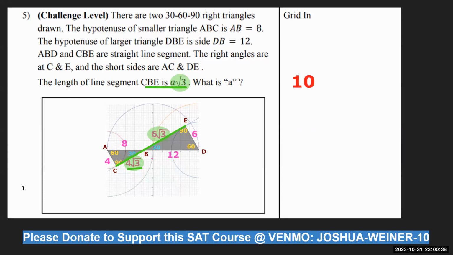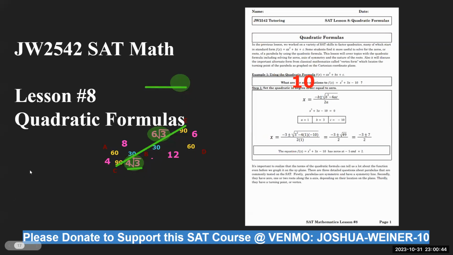All right, so there's my review of the 5 quiz questions. And now let's get to the core lesson. This week, we're focusing on the quadratic formula.